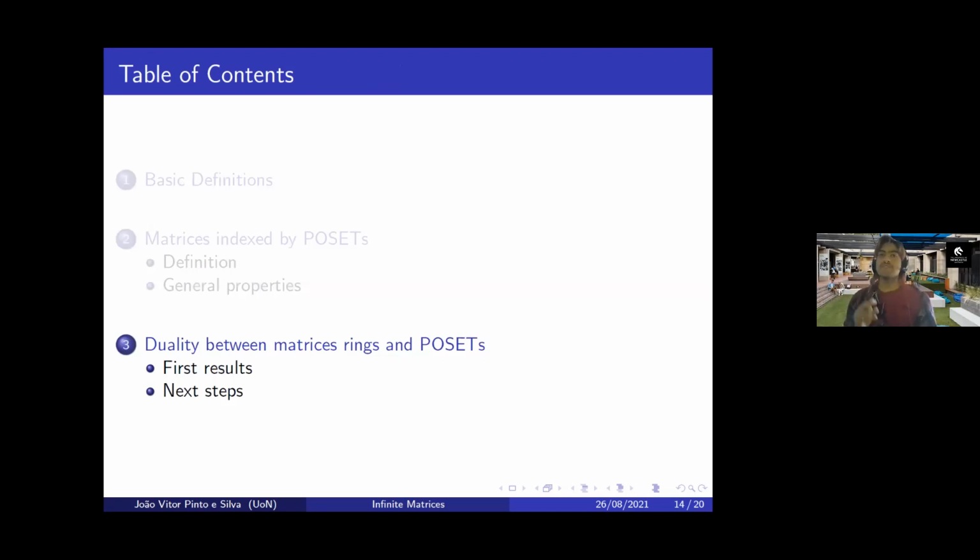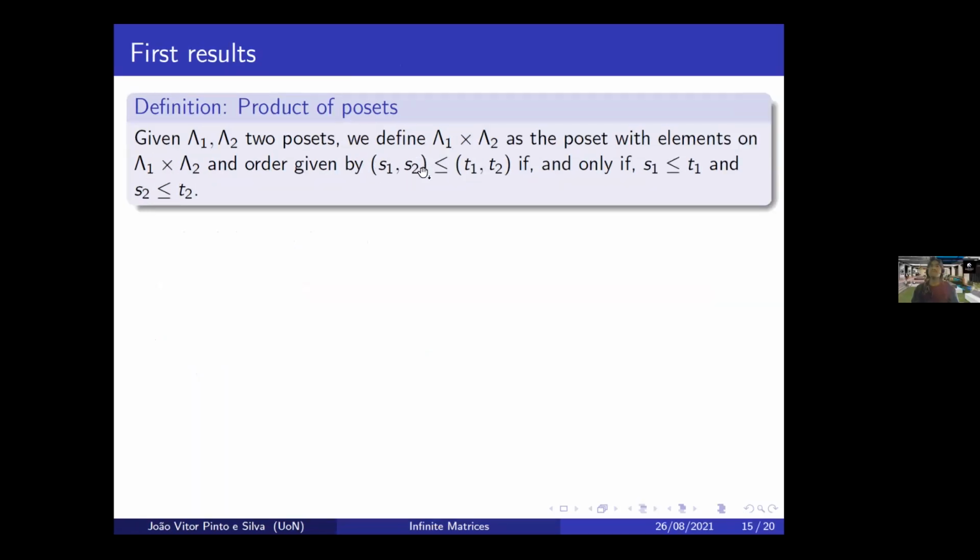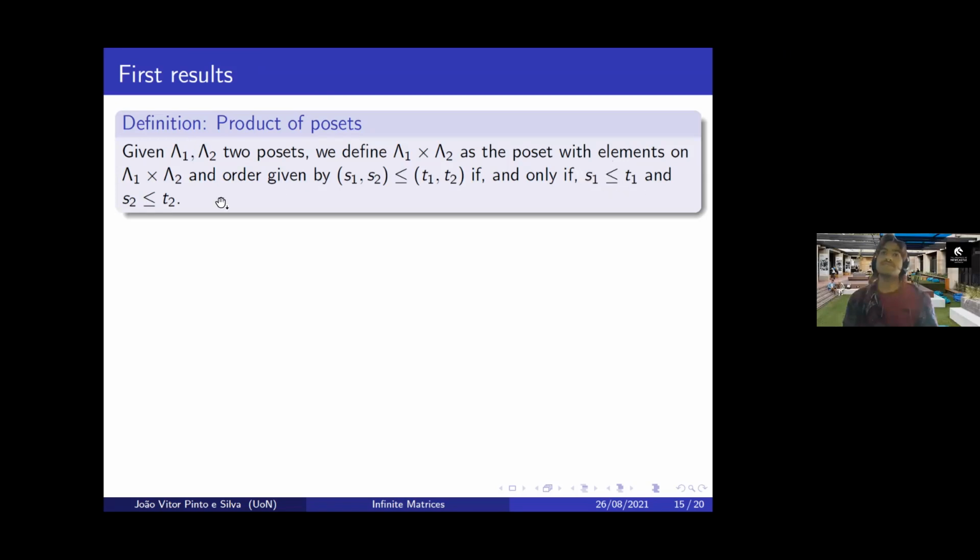And now I will talk about a little bit of more recent stuff that I'm looking at. First of all, some of the results that made me think that this duality really exists. For that, I need to define what a product of posets is. Given two posets, we define the product poset as the poset with elements in the product space, and order given by (S1, S2) less or equal to (T1, T2) if each of the coordinates is less or equal than the equivalent on the other one.